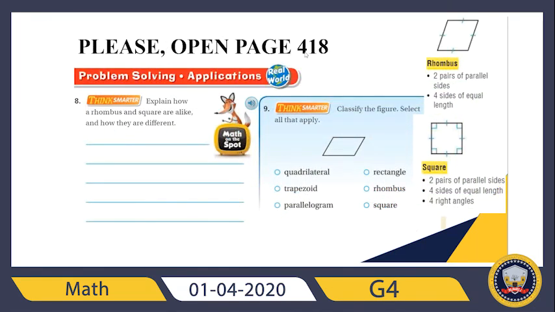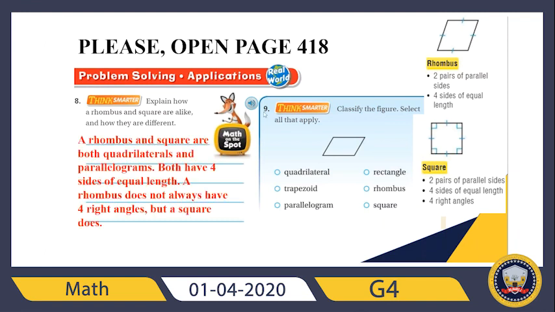Please open page 418. Question 8 is asking us to explain how a rhombus and a square are alike and how they are different. So it's asking for the similarities and differences between a rhombus and a square. Let's check their shapes. What can I say about them? Both of them have 2 pairs of parallel sides, right? Both of them have 4 sides of equal length. And I know a rhombus and a square are also quadrilaterals.